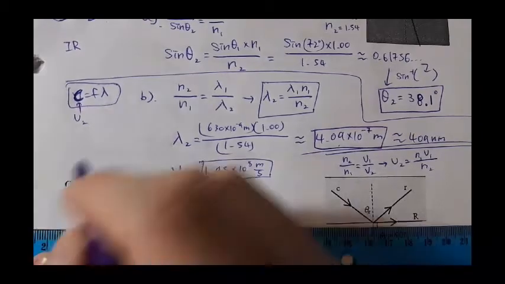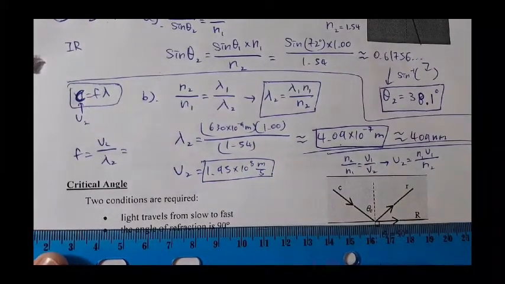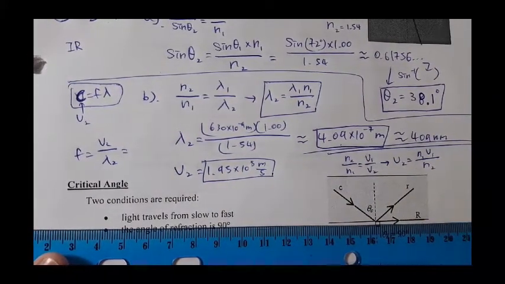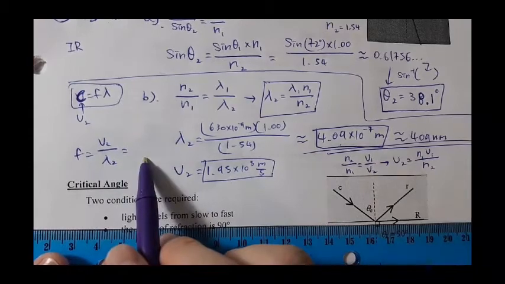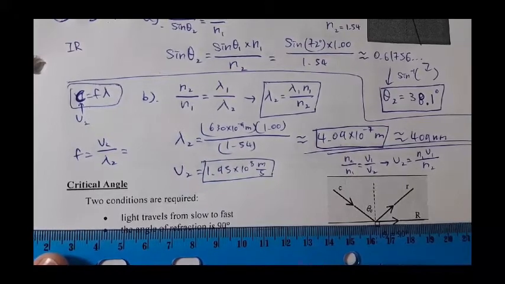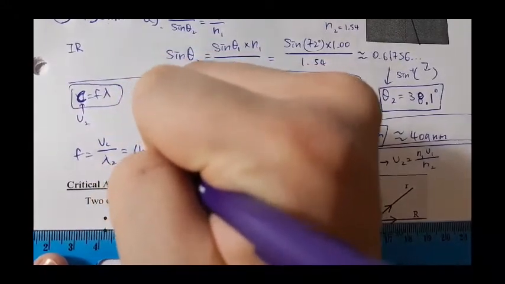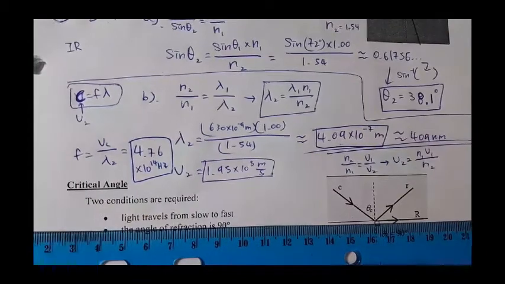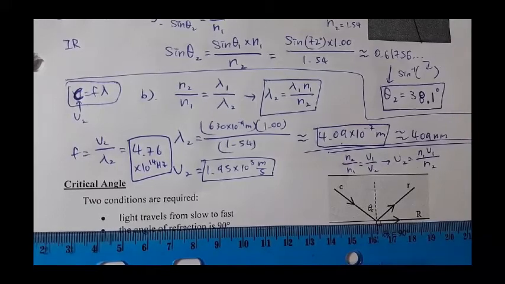So now I'm going to find the frequency, which is v2 over lambda 2. That's what I need to punch in. This 1.95 times 10 to the power of 8 goes on the top, and 4.09 times 10 to the power of negative 7 goes at the bottom. Again, try to use the numbers that you preserve in your calculator. Then you have 4.76 times 10 to the power of 14 hertz. That's what you need to eventually have. That is an example.